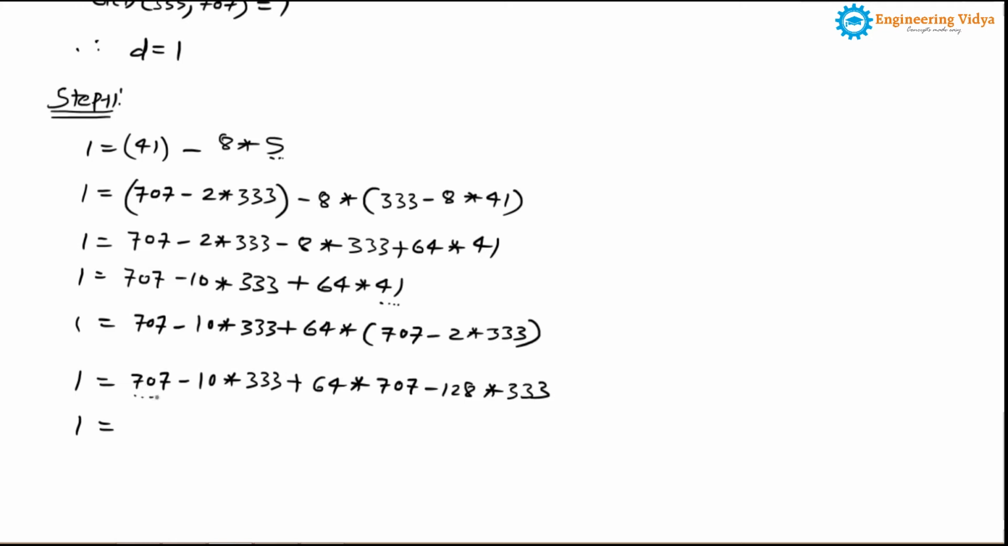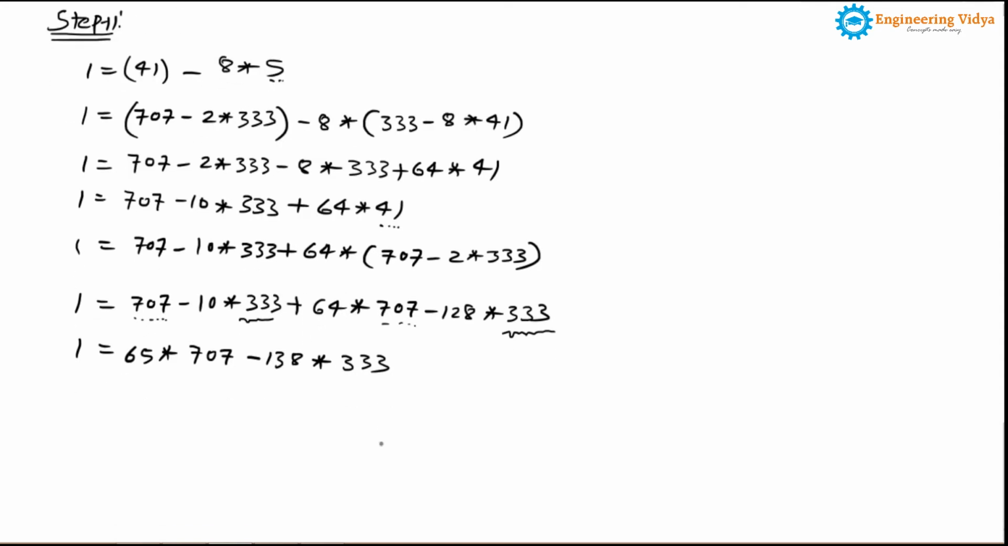So after here we have 707, again we have 707, here is 64 plus 1, 65 will come. 707 minus here we have 333, and here we also have 333. So here we have 10, here we have minus 128, so minus 138 will come, minus the 138 multiplied by 333. I hope this step is very clear to you now.